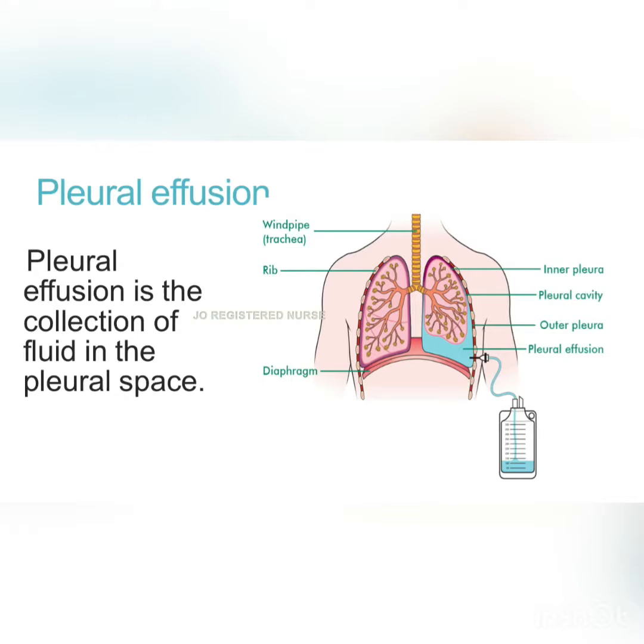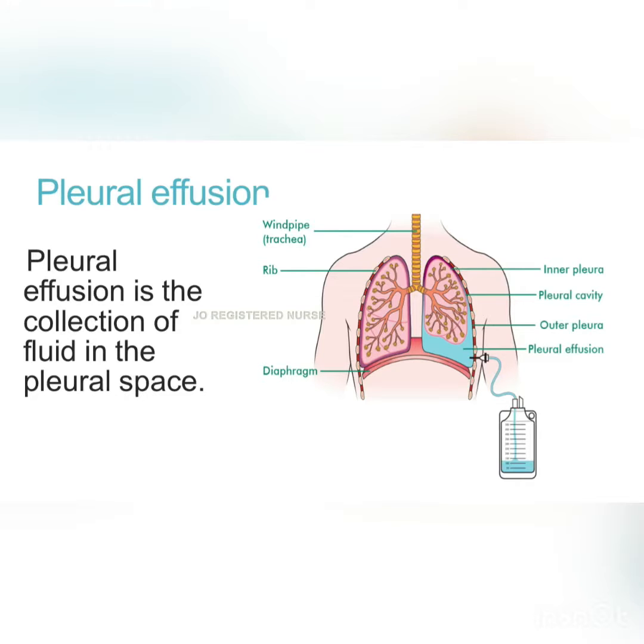Normally our pleural space has a little amount of pleural fluid, around 10 to 20 ml. This fluid keeps the pleura moist and helps to reduce the friction between the membranes when you breathe. When this pleural fluid exceeds 20 ml, we call it pleural effusion. This pleural effusion can occur on the right side of the lungs or the left side, or sometimes both lungs can be affected.